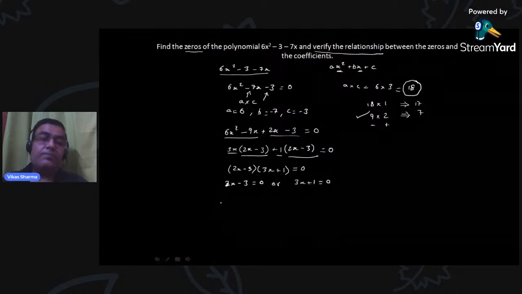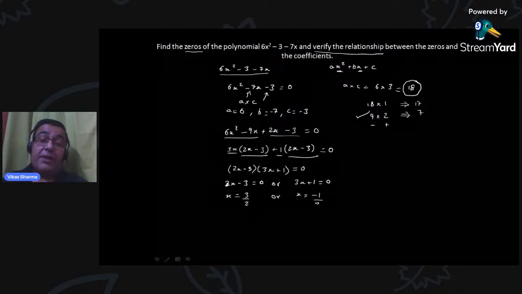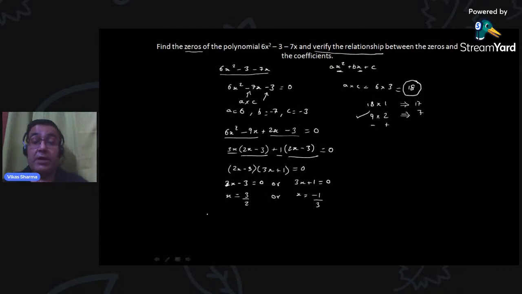Now if we find the value of x, 3 goes to the other side, so we are going to get positive 3. 2 comes below that, so we get one root as 3 over 2. The second root: if we find the value of x, 1 goes to the other side, it becomes negative 1. We divide it by 3, it becomes negative 1 by 3. So these are the two roots that we have, 3 over 2 and minus 1 over 3.